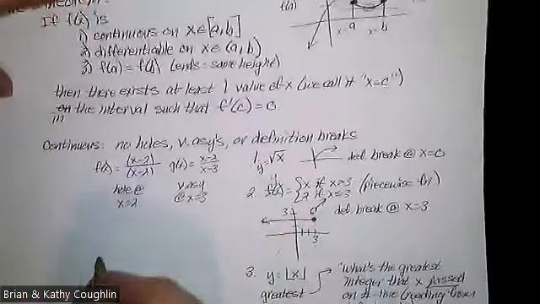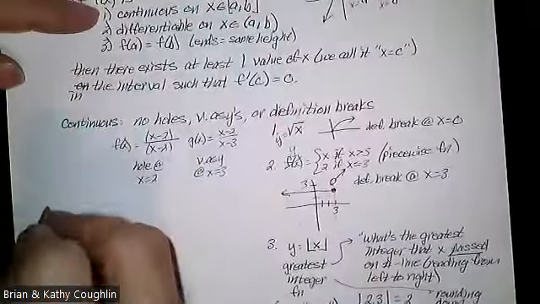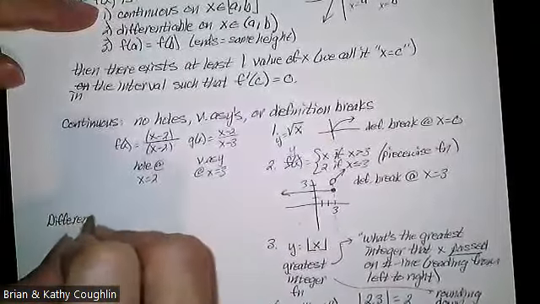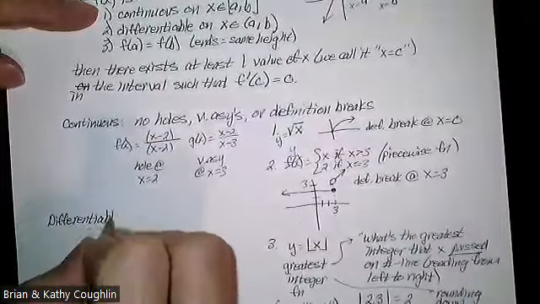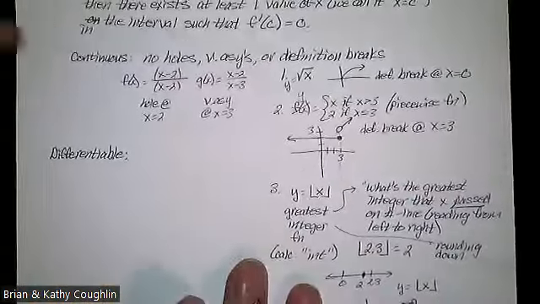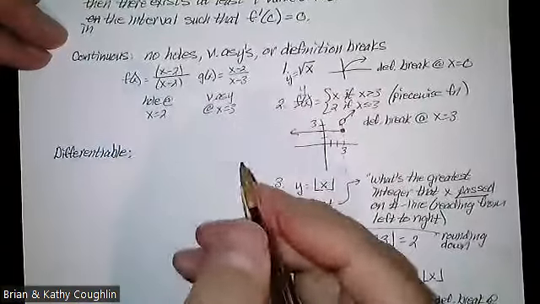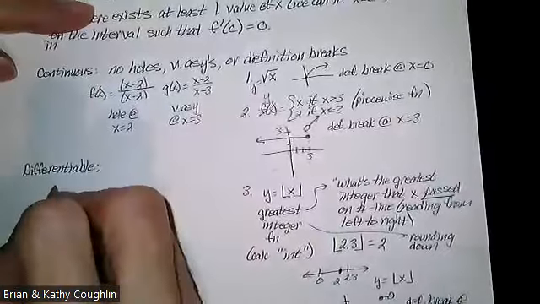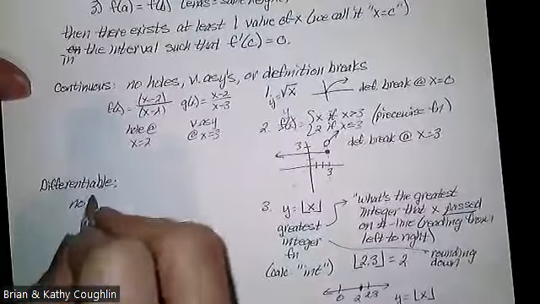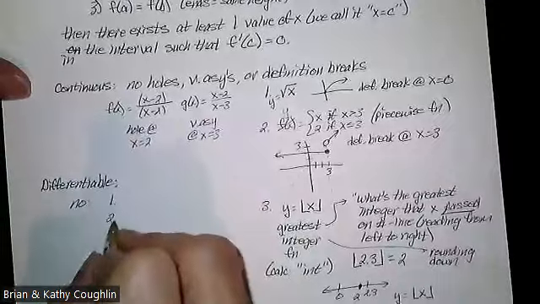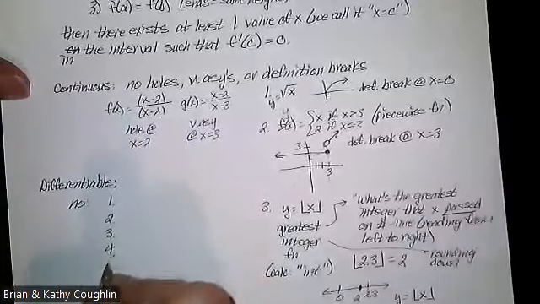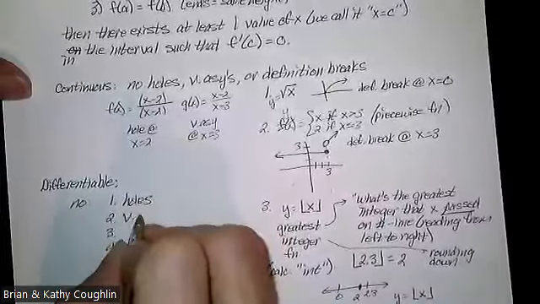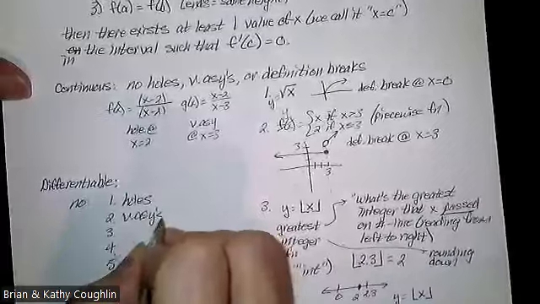Well, good question. What does it mean to be differentiable? That means a derivative exists, but that means that there may be some cases where the derivative doesn't exist. There are actually 5 cases where the derivative doesn't exist. It's differentiable if there are none of these 5 things. The good news is that you know 3 of them already. Holes, vertical asymptotes, definition breaks.